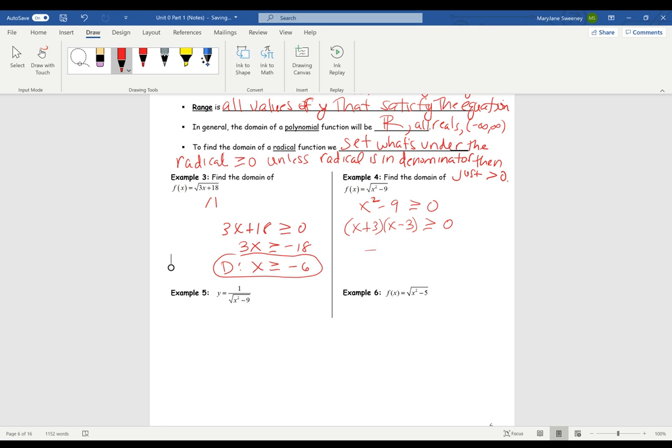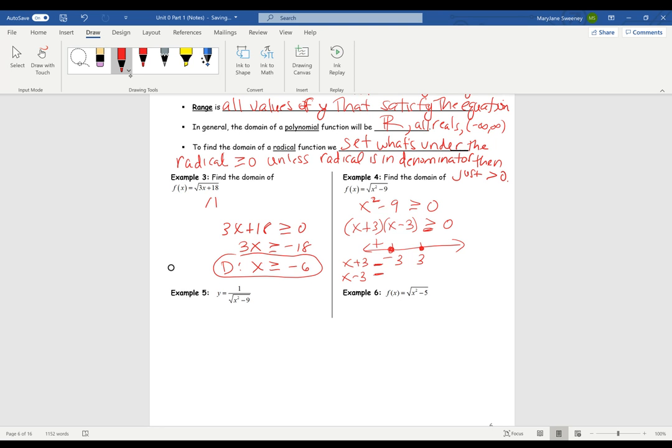So this is where you made your number line, -3, 3, and colored those in because that's where it equals 0. And then to find out where it's greater, you'd put your factors in to partition. So you'd pick something to the left of -3, like -4. -4 plus 3 is negative. -4 minus 3 is also negative. And since we're multiplying those, a negative times a negative is a positive.